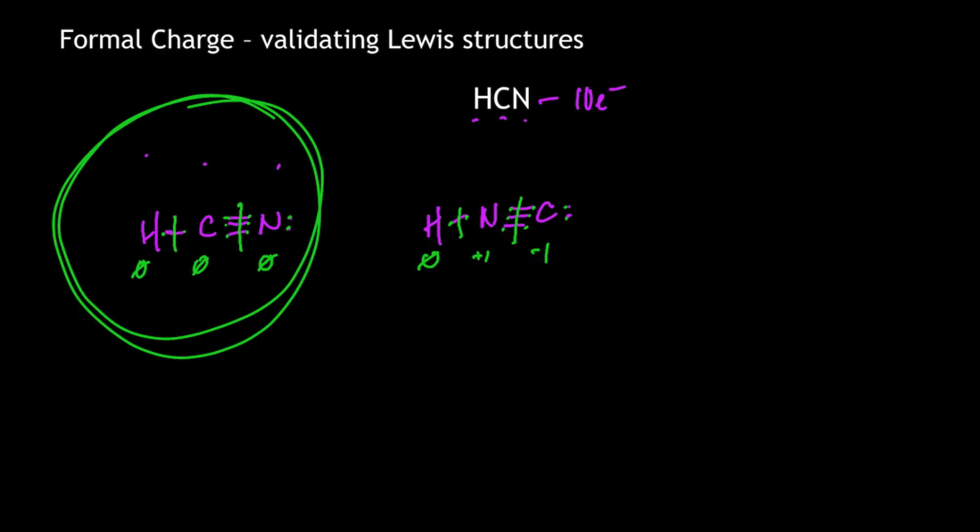Or like the rules in your book say, if there is no structure with formal charges of zero, we would want the negative formal charges on the most electronegative elements, right? Which is why this one is no good.